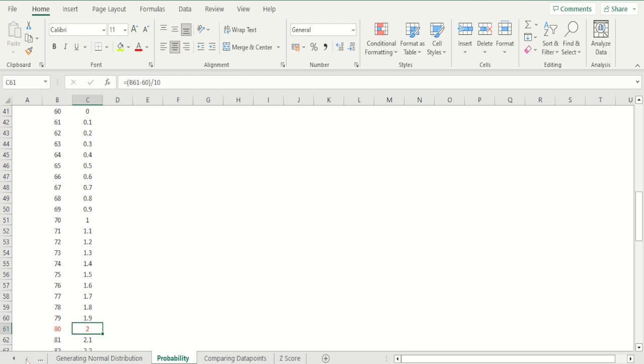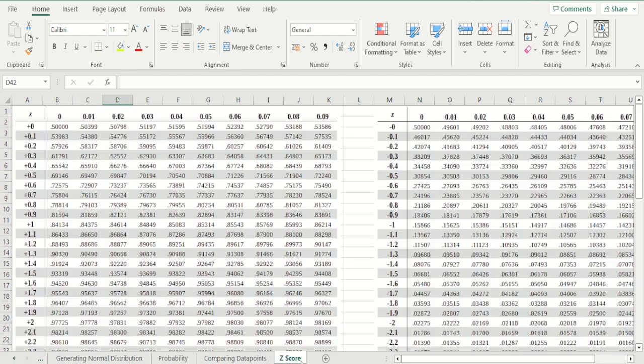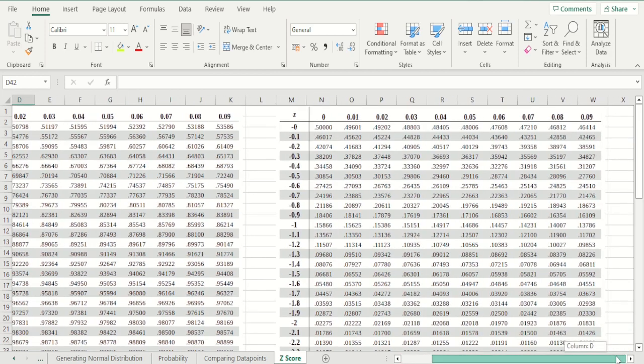So out here we have the z-score table. It is split into 2 sections. What you see on the left hand side is the positive z-score table. The positive z-score table represents all data points to the right of the mean. What you have out here on the right hand side is the negative z-score table. This z-score table represents all the data points towards the left of the mean.